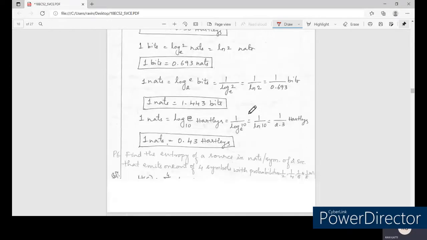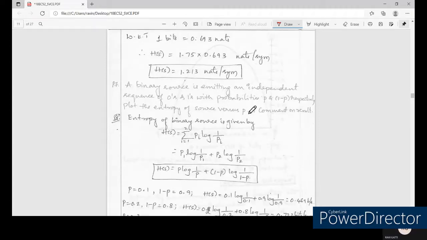Okay, so let us go for one more important problem which will be asked in the examination. Try to look over here. A binary source is emitting an independent sequence of zeros and ones with probability values p and 1 minus p respectively. Plot the entropy of the source versus p and comment on the result. This is one of the important problems which will be subsequently asked in the examination.